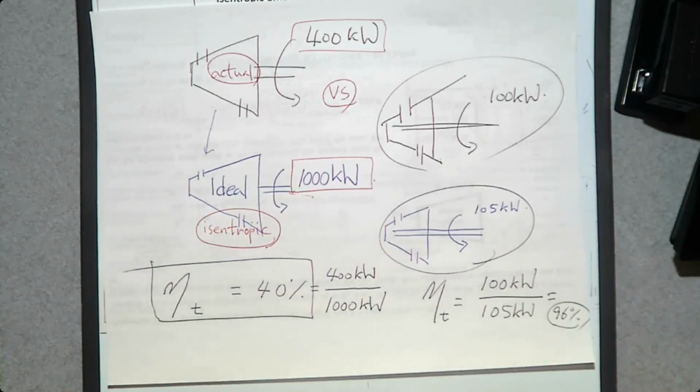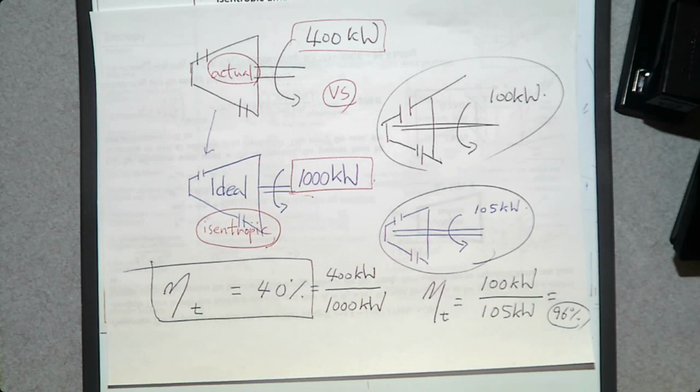So you can say this one is way better than this turbine by calculating isentropic efficiency. Make sense? So now you get the idea how to determine isentropic efficiency of a turbine.